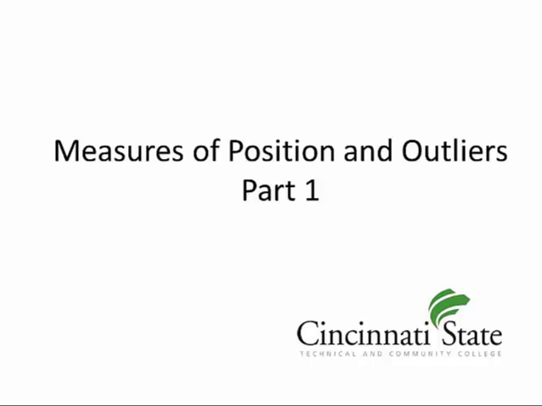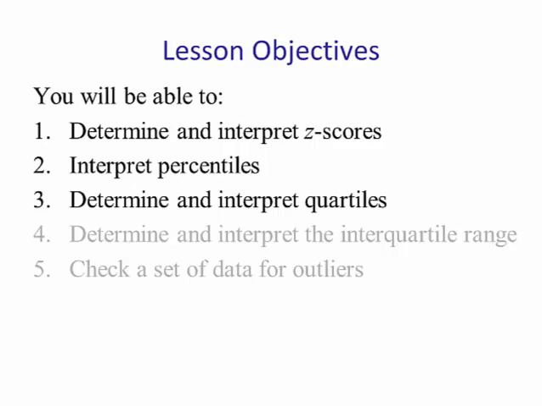Measures of position and outliers, Part 1. Lesson objectives: determine and interpret z-scores, interpret percentiles, determine and interpret quartiles.